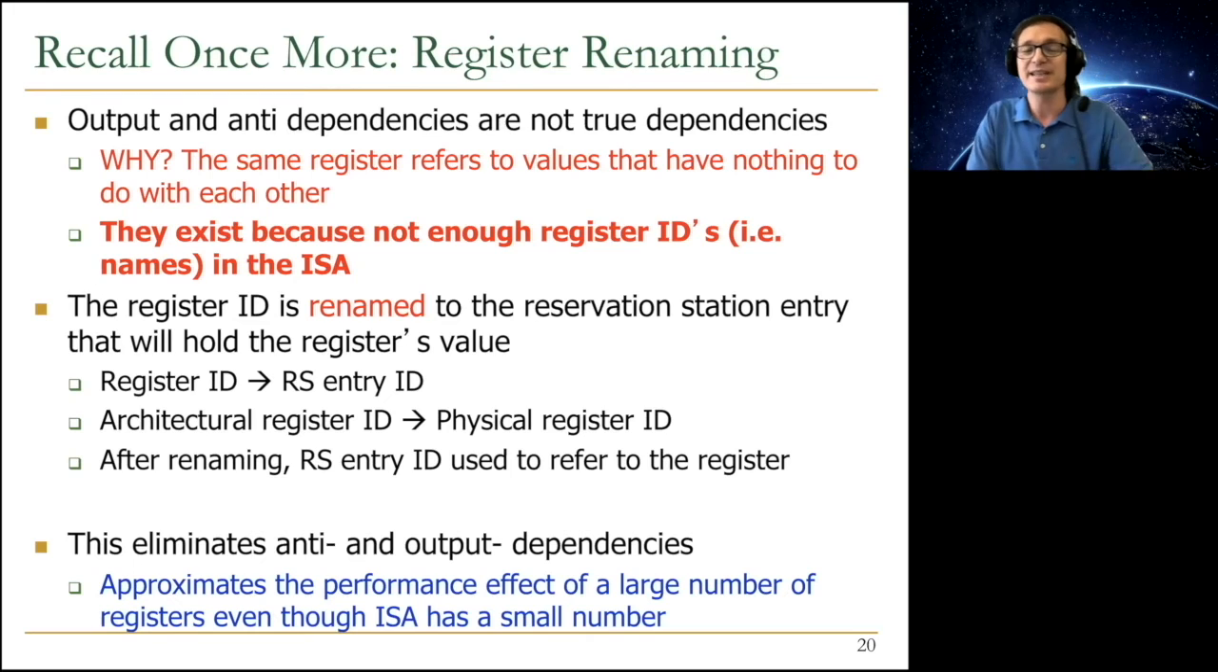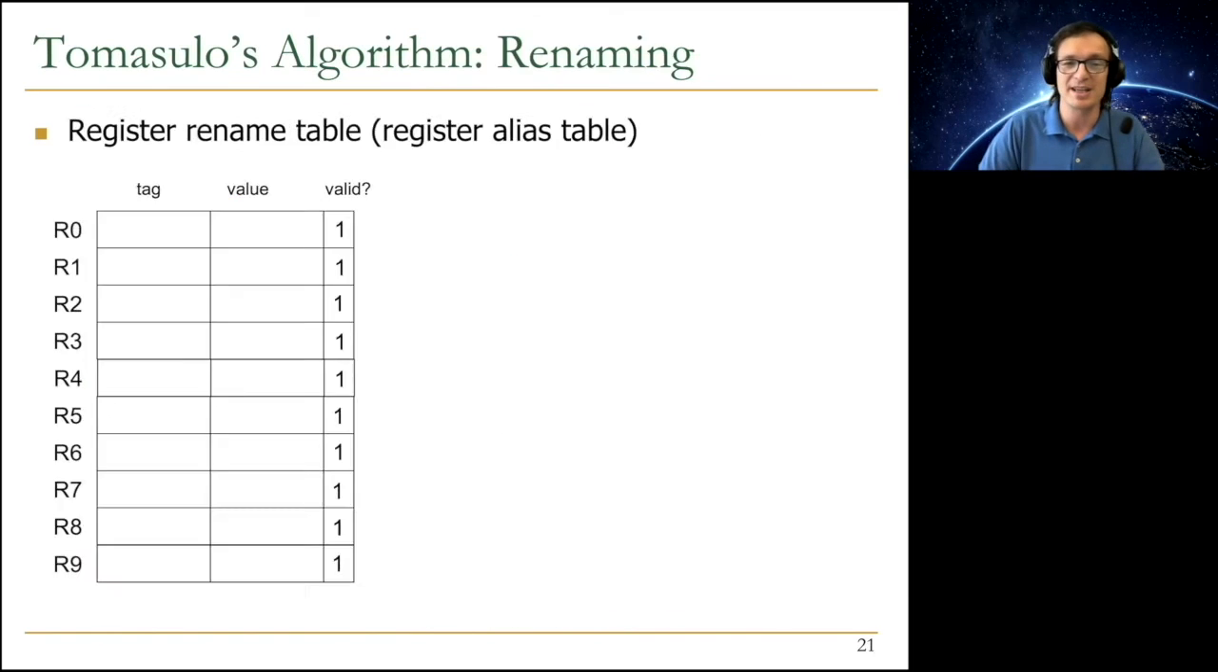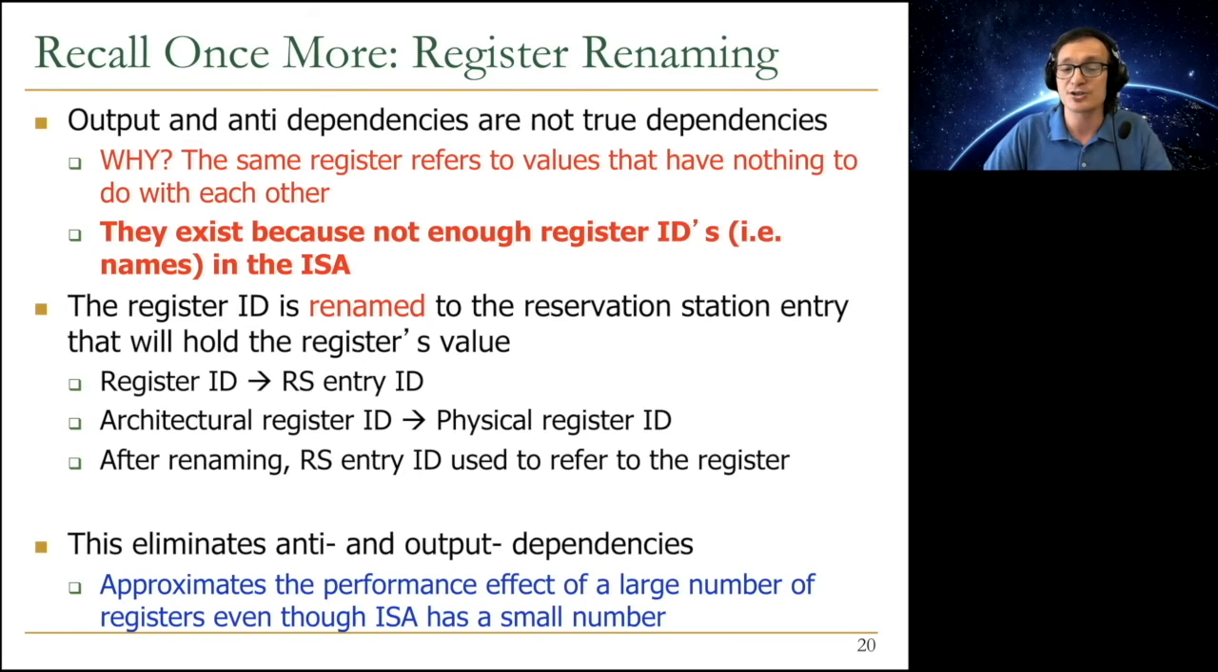But this is really enabled by register renaming, as we discussed. Essentially, I will finish very soon with the register renaming. Tomasulo's algorithm to do out-of-order execution requires register renaming. That's why the precise exceptions lecture was really, really important for you to understand, because that enables you to understand how you can map a register ID to a reorder buffer ID. But again, register renaming is more general. The register ID is renamed to the reservation station entry that will hold the register's value.